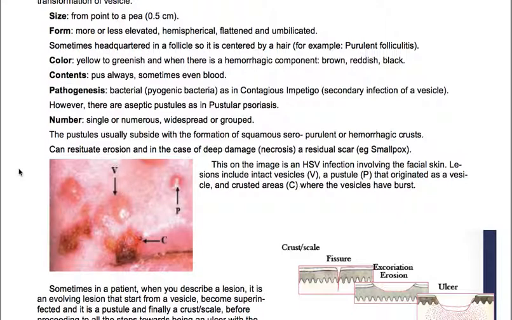Number can be single or numerous, widespread or grouped. The pustules usually subdivide with the formation of squamous, seropurulent or hemorrhagic crusts. They can result in erosion, and in the case of deep damage, necrosis and a residual scar.